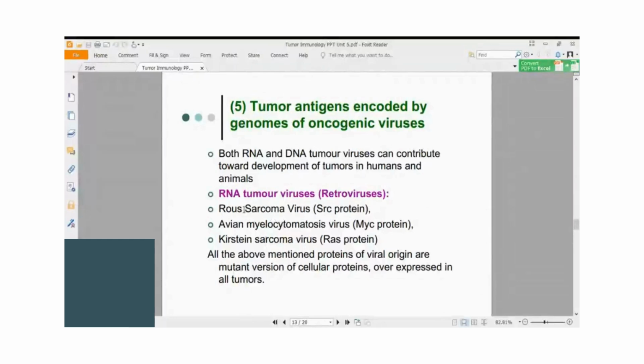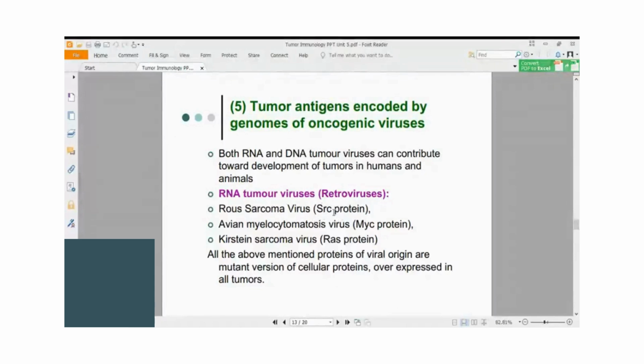Peyton Rous had identified this sarcoma, that is muscle cancer, in chicken. They were developing tumors, and when he analyzed these tumors, he found that the tumors contained an RNA tumor virus, and that virus is named after him as Rous sarcoma virus. And that Rous sarcoma virus produces a protein called SRC protein. Proteins are always represented by the first letter capital.